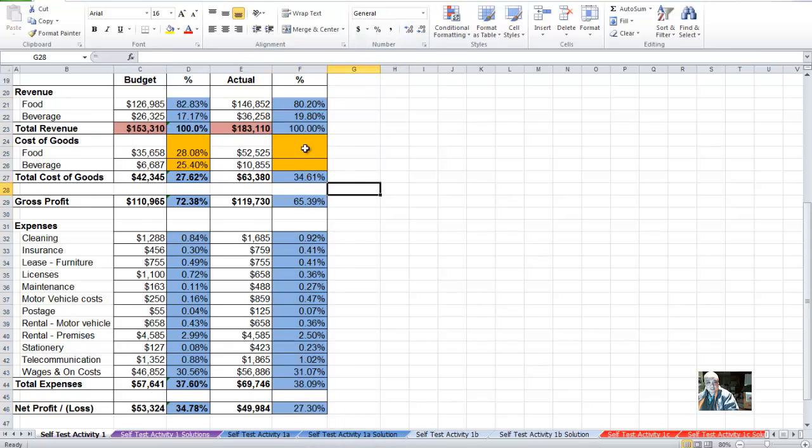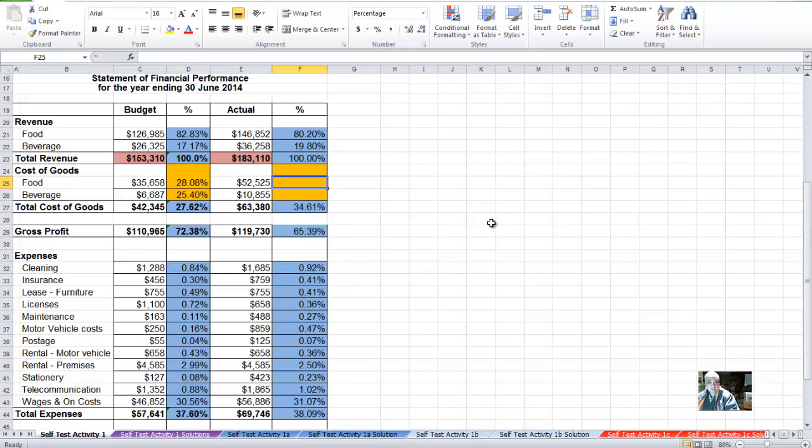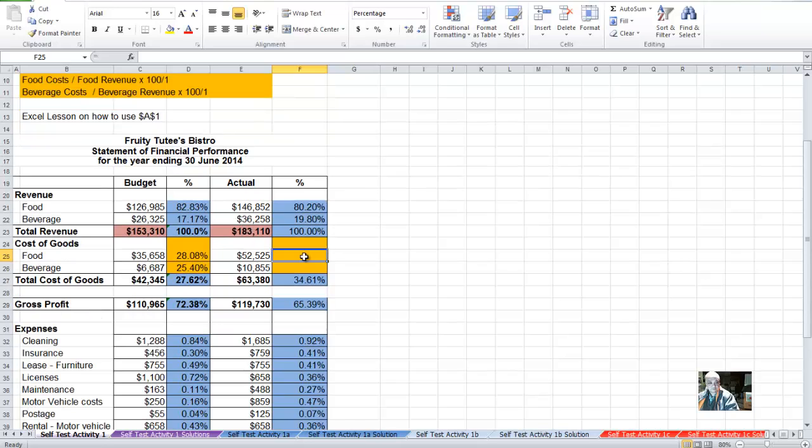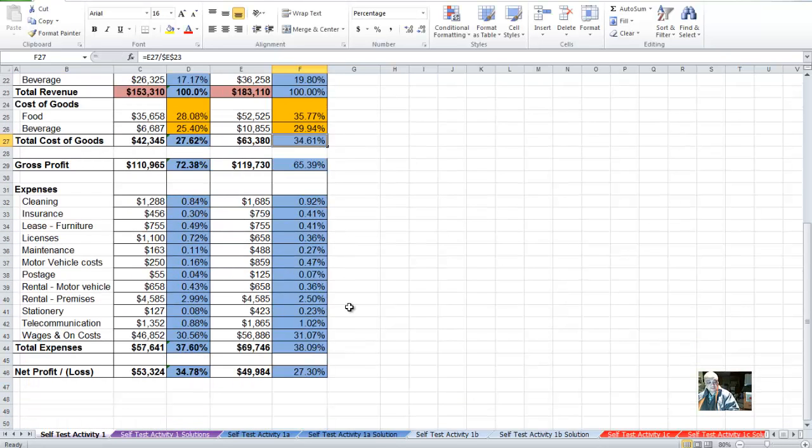It's always good. And the orange ones, which is the rule here, one exception, that cost of goods is divided by the relevant cost of goods. So in this case, it's food cost of goods divided by revenue food, and beverage divided by revenue beverage. Voila, we have done it. So we can check the solutions if you wish.